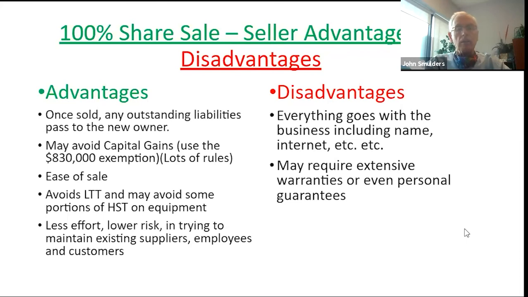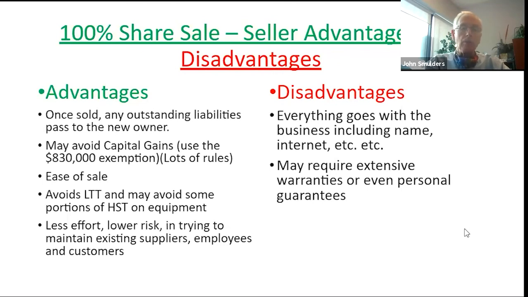There's a little less effort, there's lower risk. It's easy to maintain existing suppliers because they just keep supplying ABC Incorporated. It's a restaurant, Coca-Cola's going to ABC Incorporated, it's still going to ABC Incorporated. There's no change of name kind of thing.